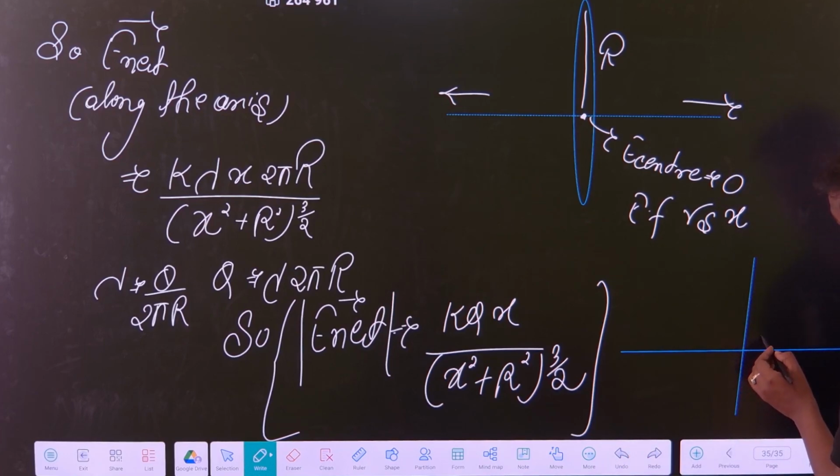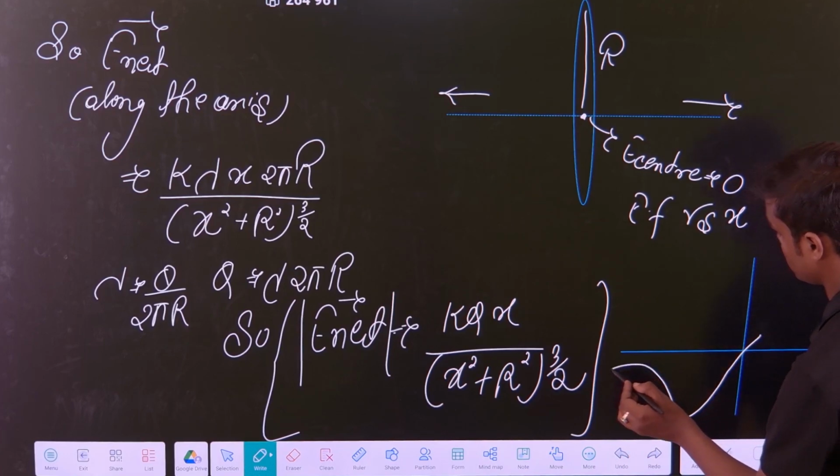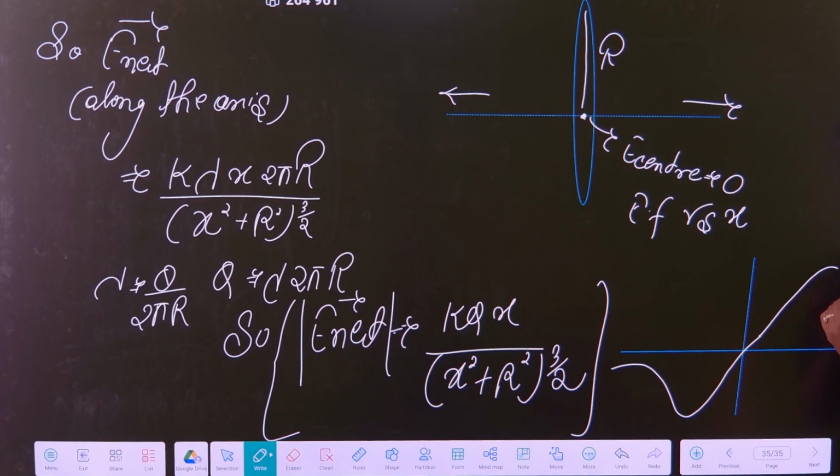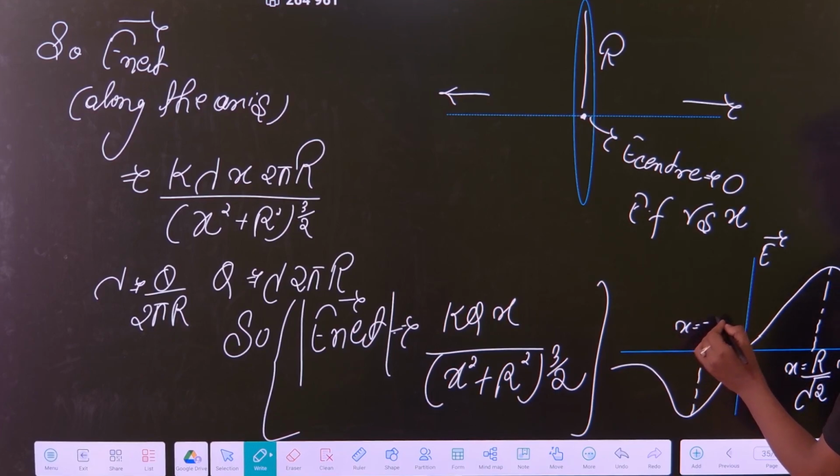It should look smooth here. That is the E field versus x. At the center you can see my E is 0, and at some point we are getting maxima. If you calculate, you will get r by root 2, and this point is minus r by root 2. At this point my E field is maximum.